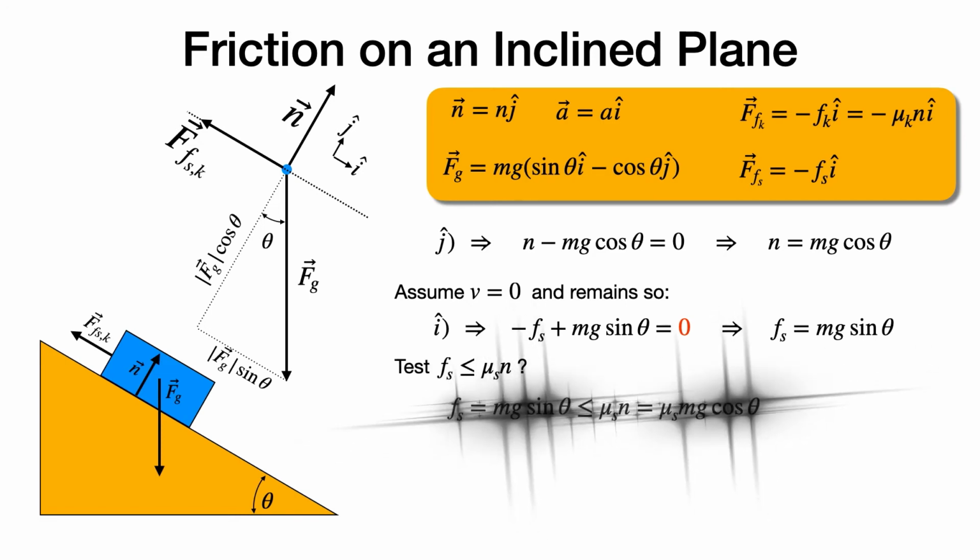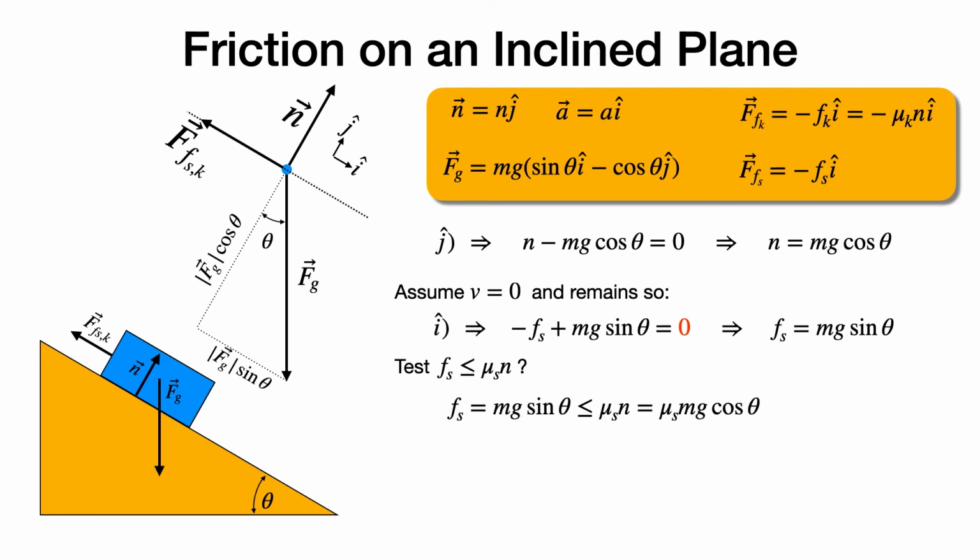We can now test to see if this is actually possible. So we use now the equation relating the static friction to the normal force and write this out. So the static friction we can write out as mg sine theta. We know that this is less than or equal to the coefficient of static friction times the normal force, and we can expand out what the normal force is.